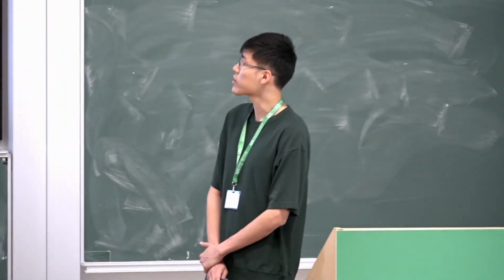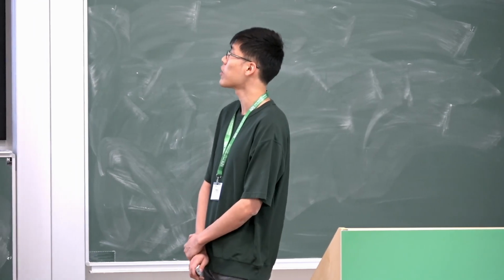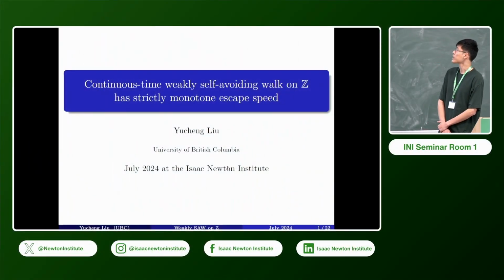The title of my talk is Continuous Time Weakly Self-Avoiding Walk on Z has strictly monotone escape speed. So this is going to be a one-dimensional thing. So let me start with the problem.